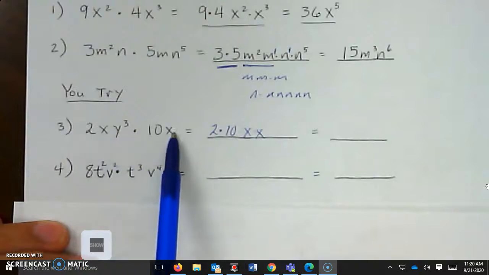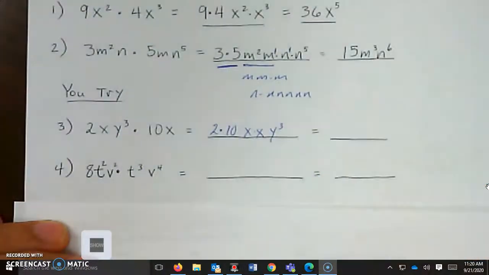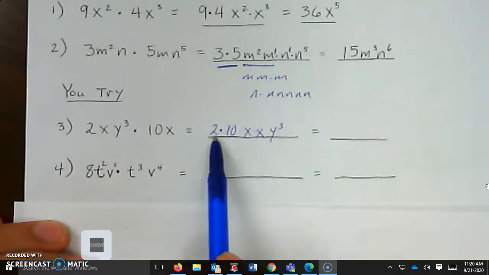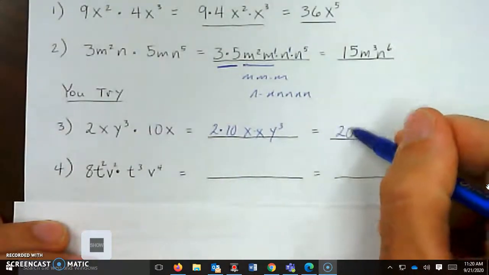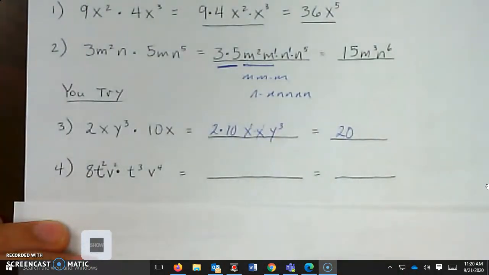There's a y to the third. You go, hey, that one doesn't have a y. All right, so y to the third is by itself. Nothing wrong with that. So now I'm ready to just get my answer. 2 times 10 is 20 like it's always been. X times x, they both have a power of 1.